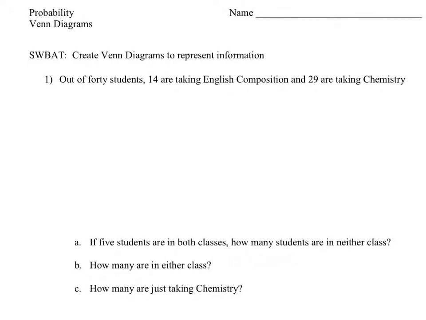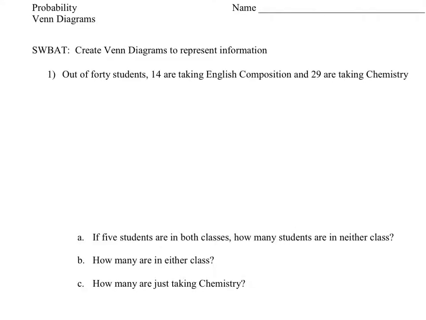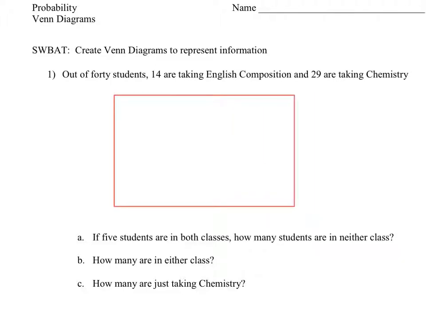All right, today we're going to be discussing Venn diagrams. A Venn diagram is just a way to visually represent information given. A Venn diagram is generally drawn in a box, so the box represents the total number of people.